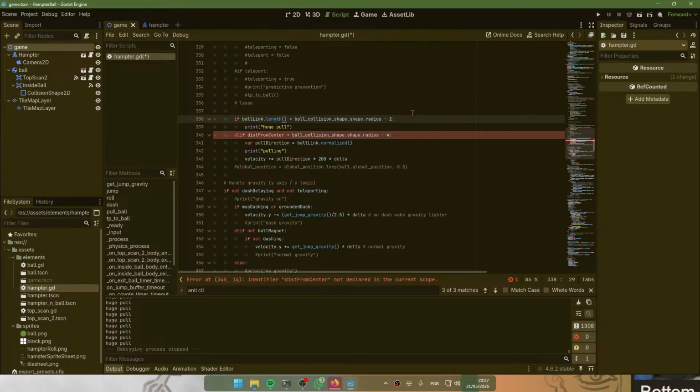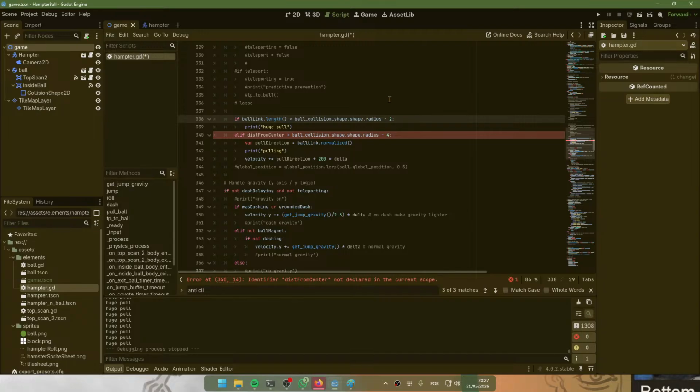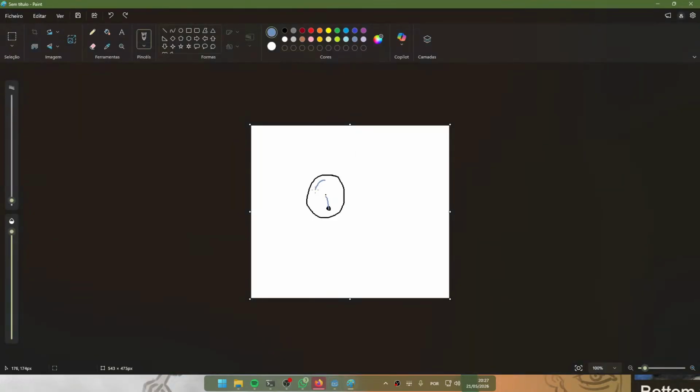Alright, got it. So there's the ball, there's the hamster, and there's the link. The link is for the center of the ball and the hamster. And then we got this little link. If this link is bigger than the radius minus 2, so it's like kind of this.